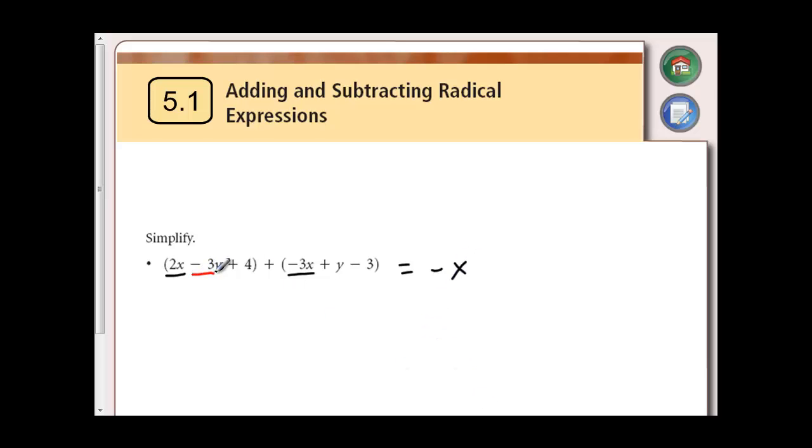Then we move on to the y terms. So we've got a negative 3y and a positive 1y. That's going to give us a negative 2y. And finally, we've got positive 4 and negative 3. That's going to give us positive 1. Now notice none of the x terms can go with the y terms. None of the y terms can go with the whole numbers. So there's three separate types of terms here, and we have three separate terms in our answer.